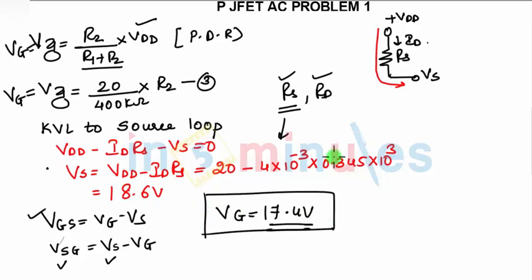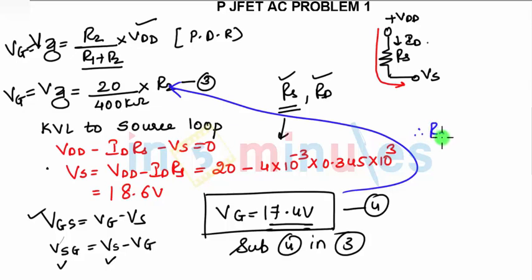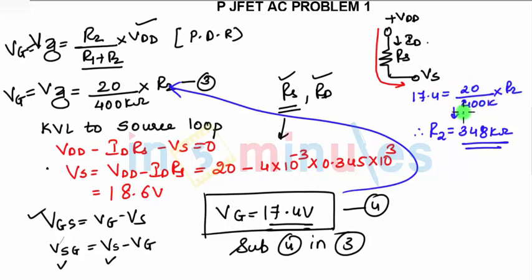Now if you substitute this value in equation number 3, substitute 4 in 3, this will give you the value of R2. So you will get R2 as 348 kilo ohms. How is it solved? Vg we have got as 17.4 equals 20 upon 400 kilo ohms into R2. This gives you the value of R2 as 348 kilo ohms.